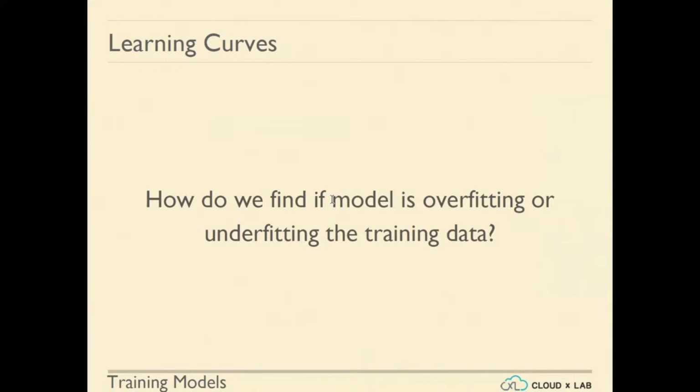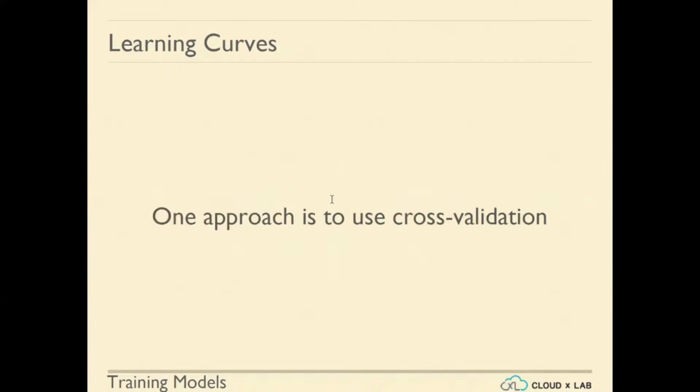Okay. So now the question is, how do we find whether a model is overfitting or underfitting the training data? You can simply calculate the training error and the testing error, and you can use cross validation to decide whether underfitting or overfitting is there or not, right? Conditions I have already discussed, right?